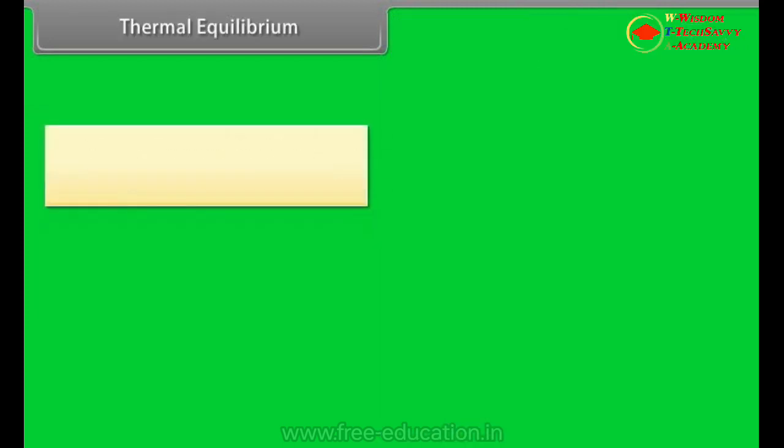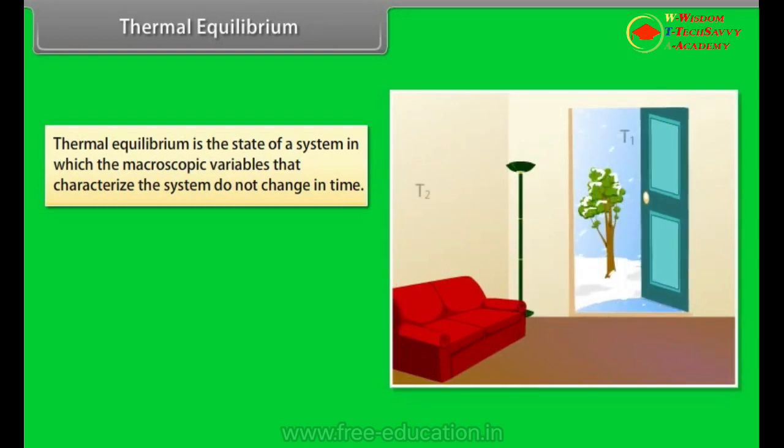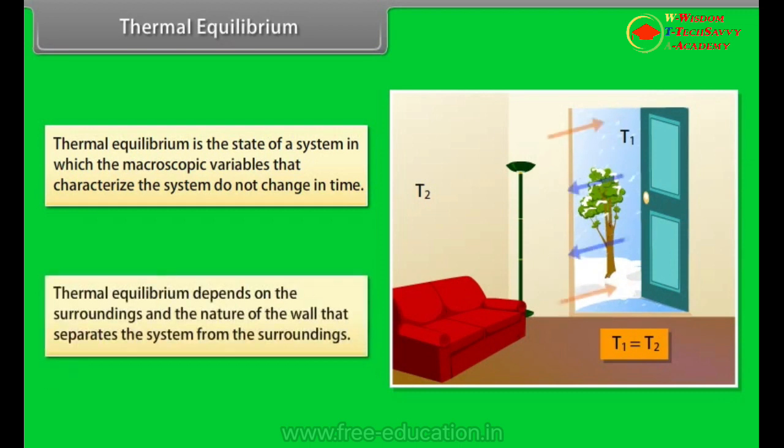Thermal equilibrium. Thermal equilibrium is the state of a system in which the macroscopic variables that characterize the system do not change in time. Let us take an example. In winter season, when you open the door of your house, then the heat moves out of the house. To balance out the temperature, after a few minutes, you feel that the temperature inside and outside the house is same. This is due to the thermal equilibrium. Thermal equilibrium depends on the surrounding and the nature of the wall that separates the system from the surrounding.